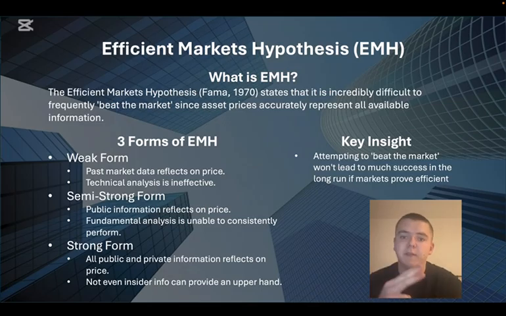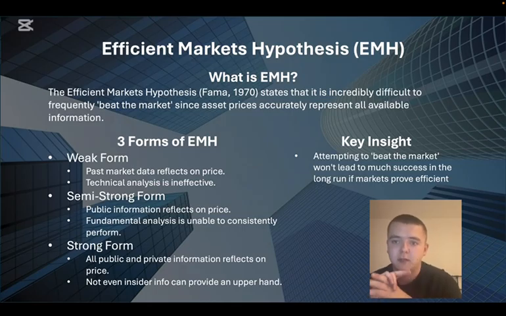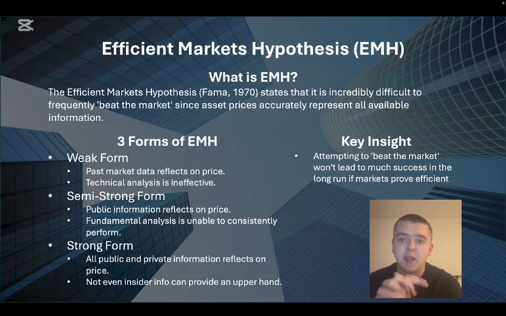So there are three common forms of EMH. The first is the weak form. This means that past market data reflects directly on the price, which basically means that technical analysis is ineffective. The second one is semi-strong form. So this basically means when public information reflects directly on the price, which leads to fundamental analysis not being able to consistently perform.